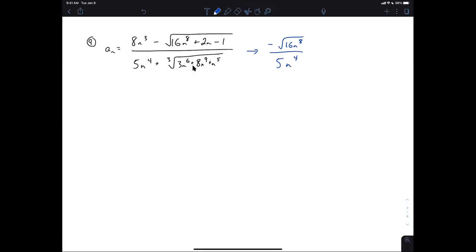Okay, now we're going to simplify that, and the square root of 16 n to the eighth is 4 n to the fourth over 5 n to the fourth, and so this sequence converges to negative 4/5. So the two parts of the question show whether it converges or diverges. Well, it converges. If it converges, find its limit. Its limit is negative 4/5. Questions? You guys good? Okay.